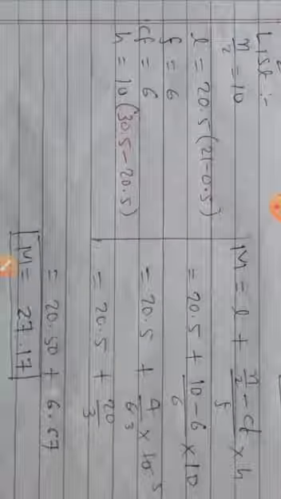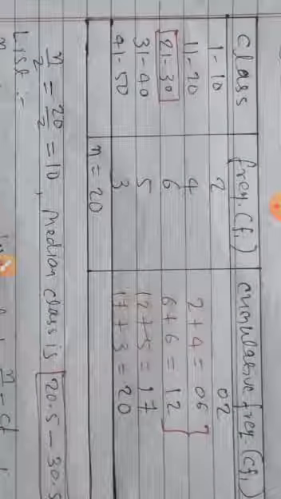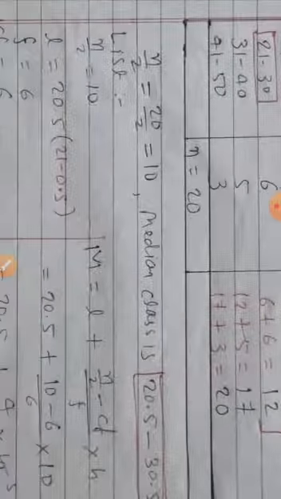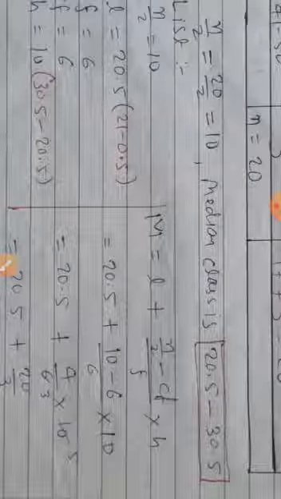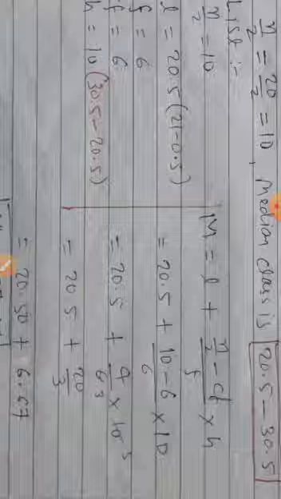Now nothing is new, the same formula is used and all values are placed. n by 2, and CF is of the previous class. Otherwise the CF is 12, but we don't have to take 12 as the CF because it is of the next one, so we have taken 6 here. f is 6, class size is 10, how we found it we just discussed. Now 6 and 10 are cancelled by 2, so left is 4 fives are 20 upon 3.